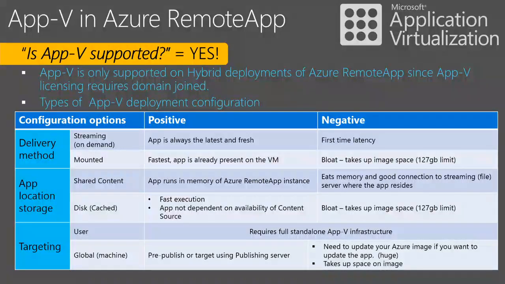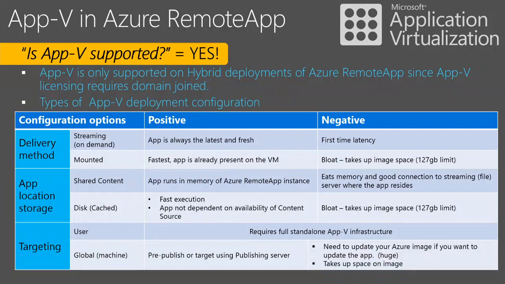There's a table here. There's lots of ways of configuring AppV and streaming to them. I'm not going to go into the details of those particular items. There's the delivery method. Do you want to stream it? Do you want to mount it or basically have it on the image? Do you want app location to be shared? Do you want it to be cached on the disk? Then targeting with user and global.